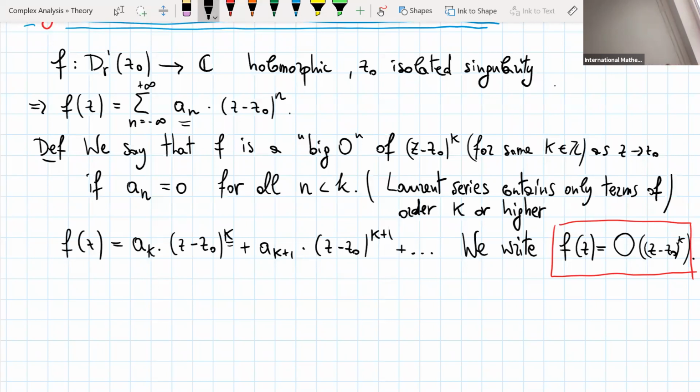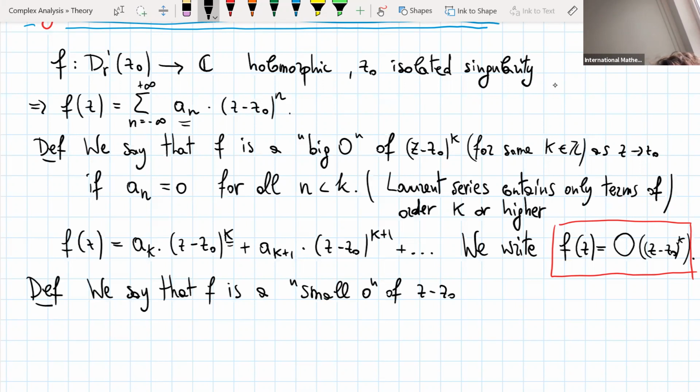And there is also a similar notion of the small o, and in some sense the two notions are equivalent. In this notion, we are requiring that all the coefficients are 0 for n smaller or equal than k. So this means the Laurent series contains terms only of order k plus 1 or higher. So let me give this definition. We say that f is a small o of (z minus z0) to the k as z tends to z0 if a_n is equal to 0 for all n smaller or equal than k.